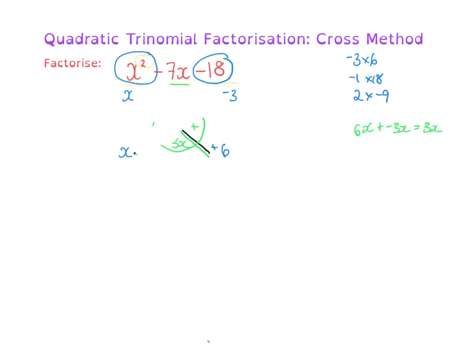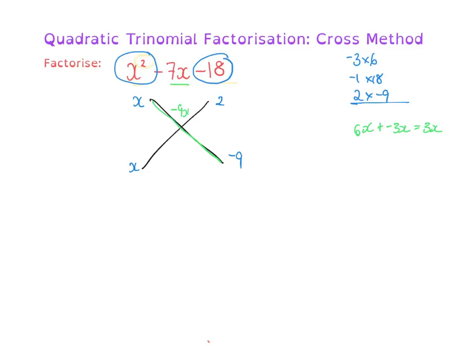So I'll start again. With the cross method, I'm going to get factors of x squared, x and x, and I'm going to try this factor here, 2 and negative 9. Now x times negative 9 is negative 9x, then x times 2 is 2x. They add together, and yes, they give the term in the middle.